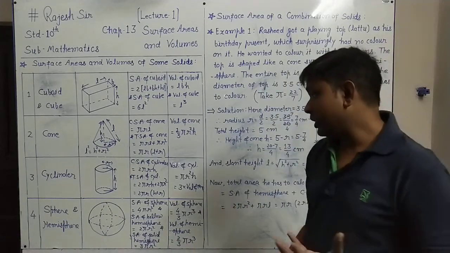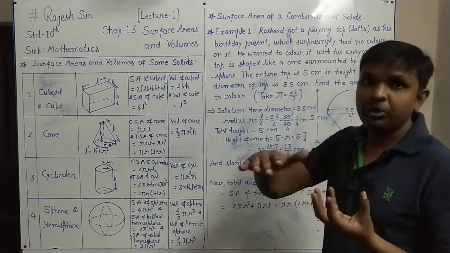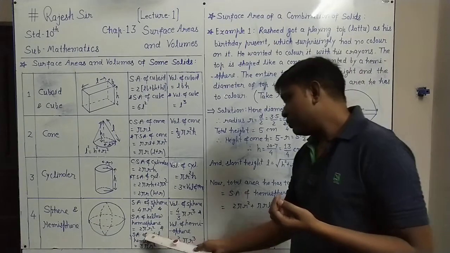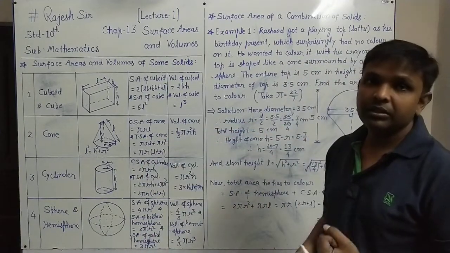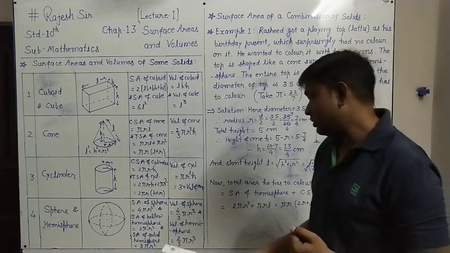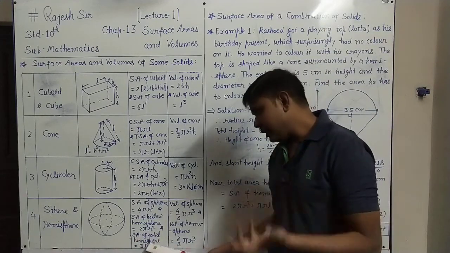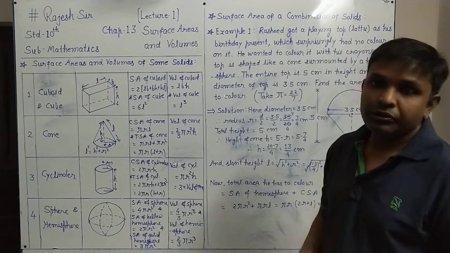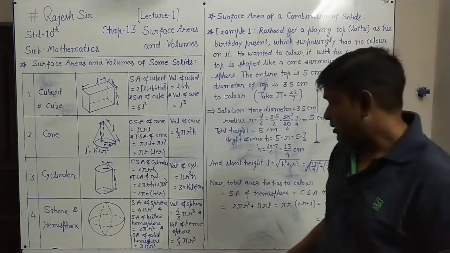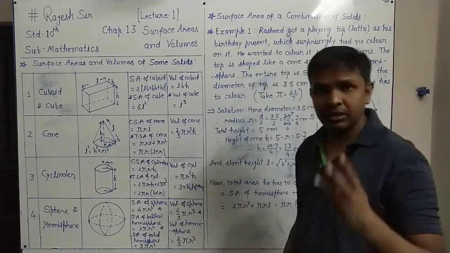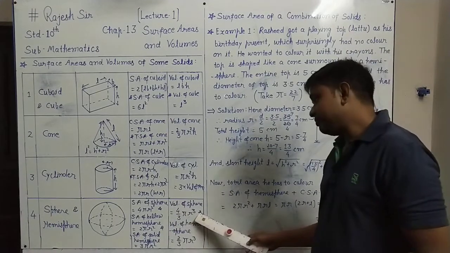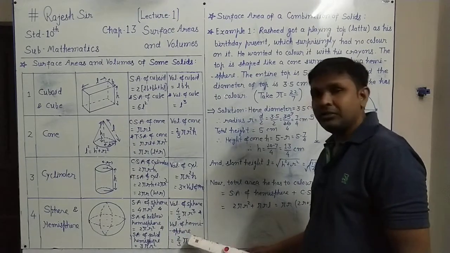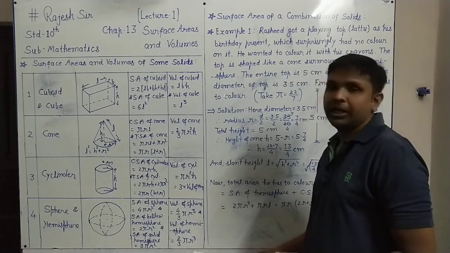But if it is a solid bowl, its upper surface will also be there, and that upper surface will be a circle. So 2 pi r square plus 1 more pi r square to close it in a solid object. So the surface area of a solid hemisphere is 2 pi r square plus pi r square, which becomes 3 pi r square. The surface area of a hollow hemisphere is 2 pi r square and of a solid hemisphere is 3 pi r square. The volume of a sphere is 4 upon 3 pi r cube, and the volume of a hemisphere will be half of this, 2 by 3 pi r cube.